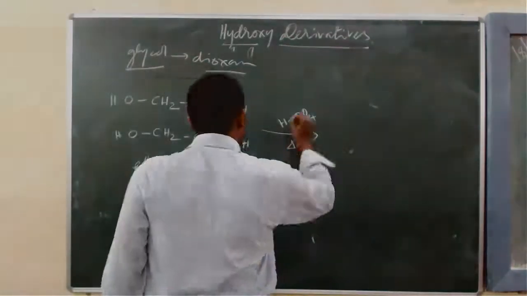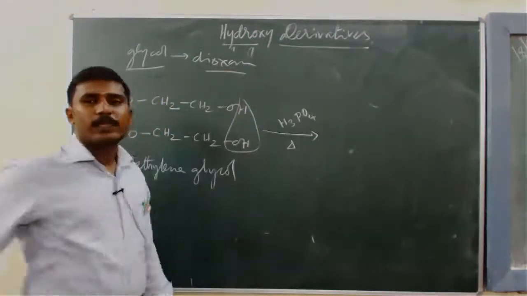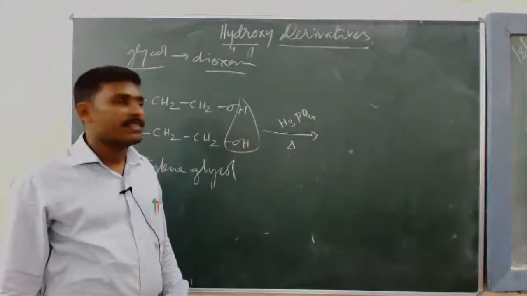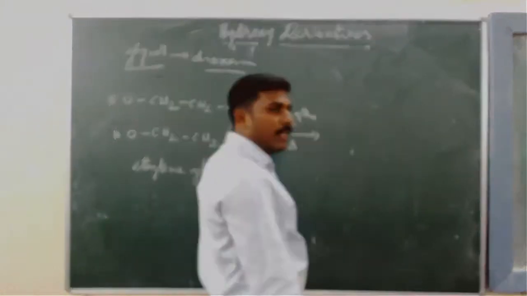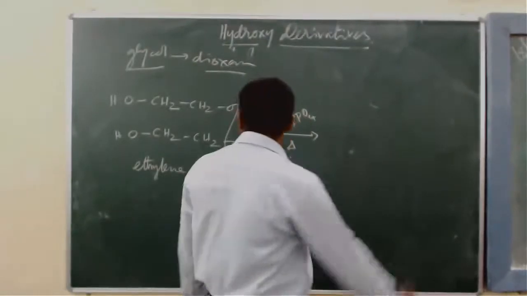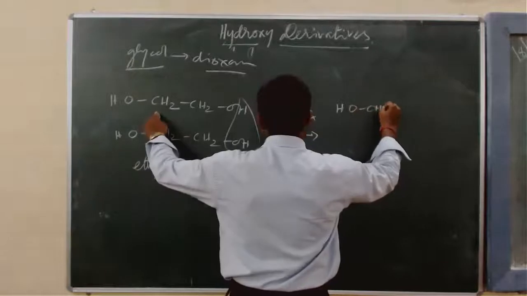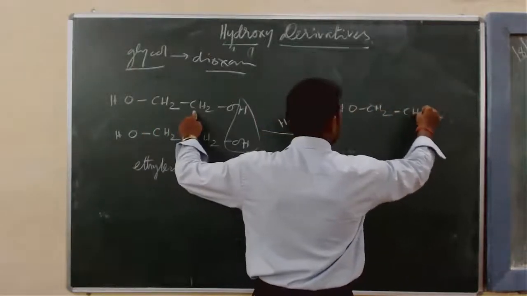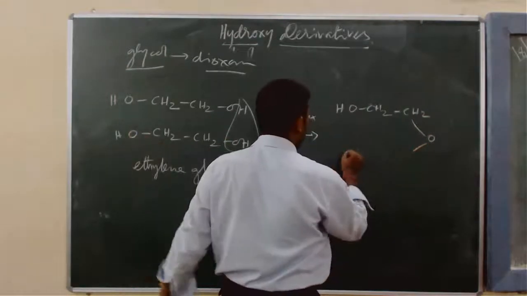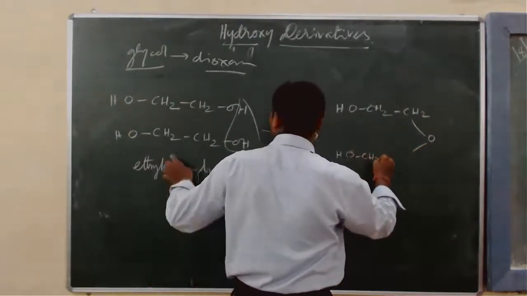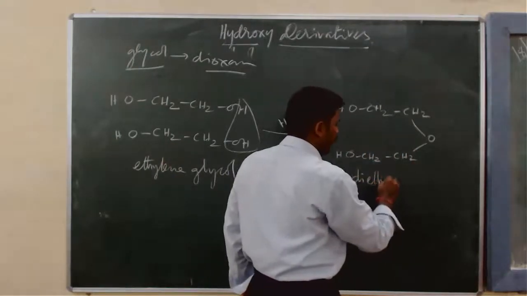Listen, here there is a removal of water, because that is a dehydrating agent. So you will get one linear product, namely diethylene glycol. What is the remaining? OH-CH2-CH2, then what is the remaining middle? O will come, then as it is, OH-CH2-CH2, namely diethylene glycol.